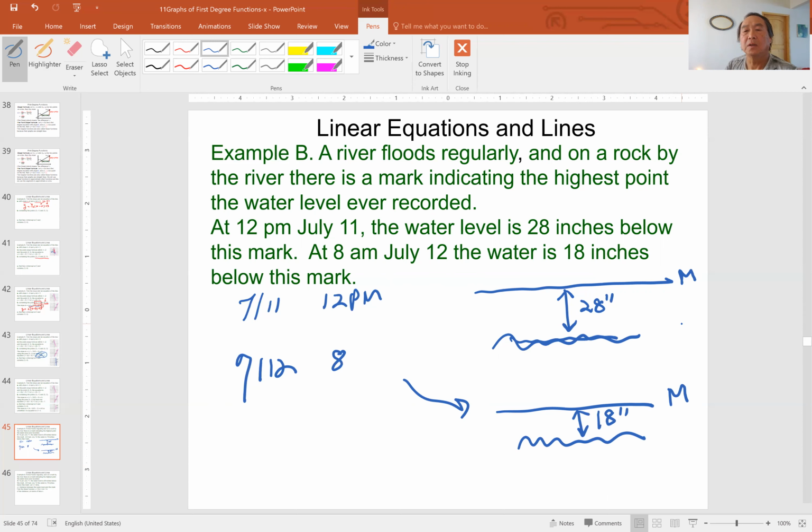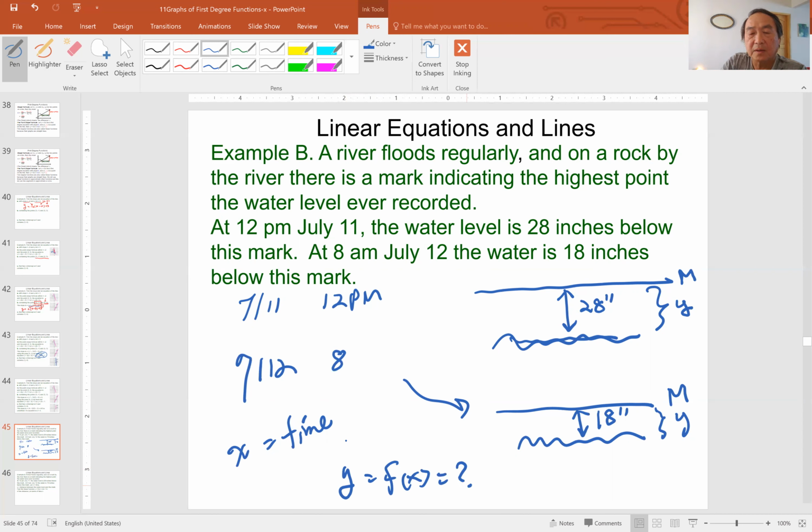So the question asks, let x be the time, the number of hours, and let y be the distance to the top mark. Write this as a linear function in x, y equals f of x equals what? If I tell you the time, tell me what the distance is supposed to be. Make an educated guess using these two measurements. Okay, so here's what we do.